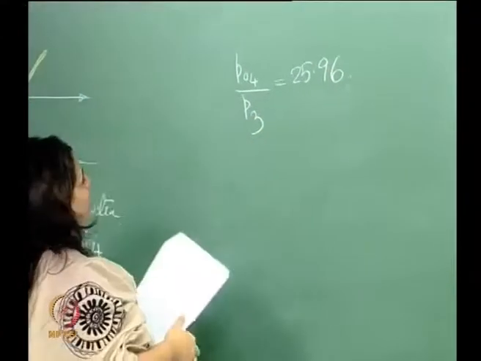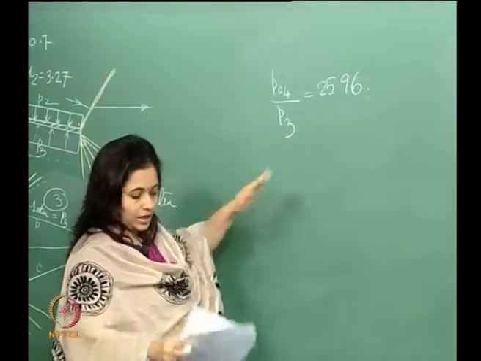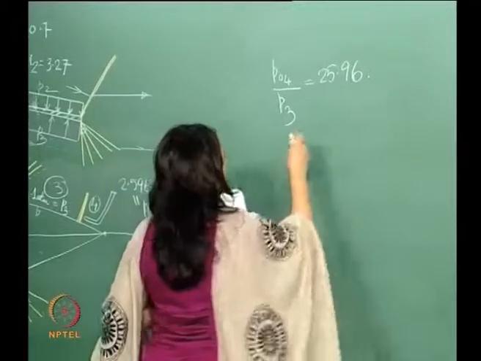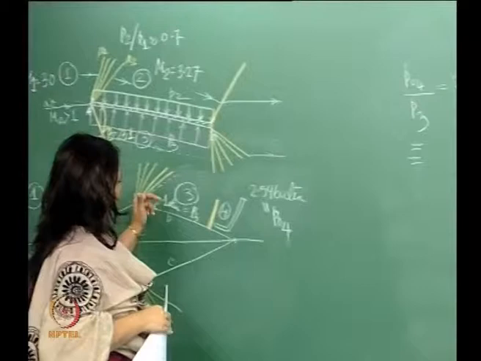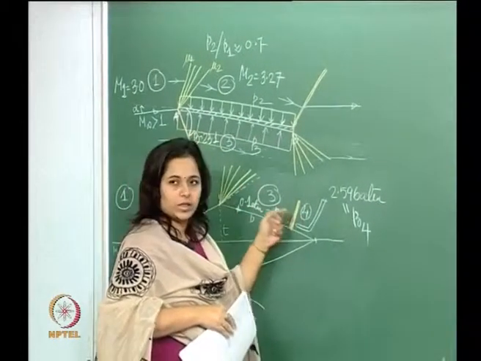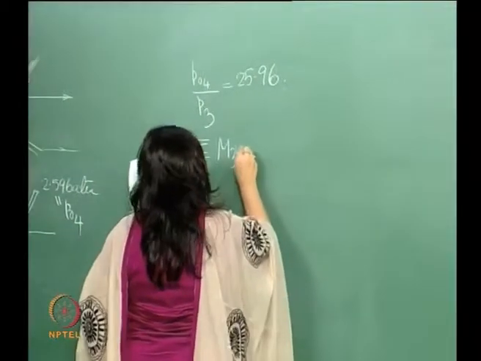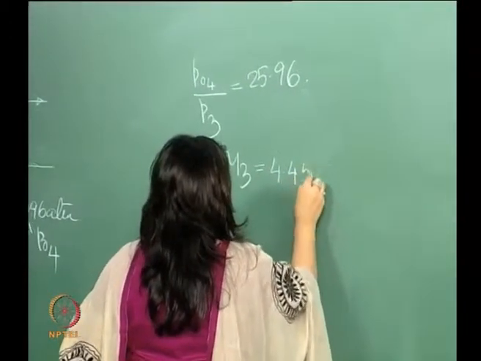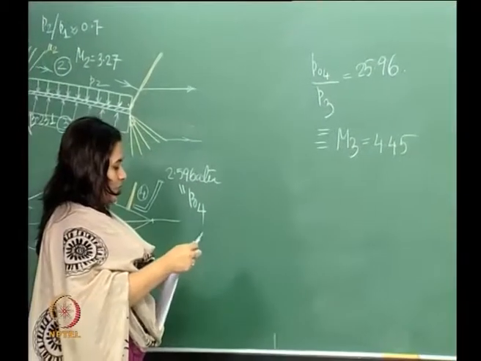Now, using this, we can calculate the corresponding Mach number from the tables. So, using this, the corresponding Mach number, which is basically the incoming Mach number into the shock, isn't it, in region 3. So, this is the Mach number which we get as 4.45. Okay, you have to cross check this.